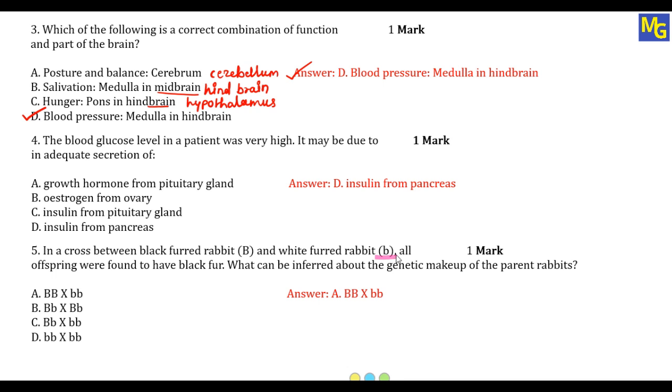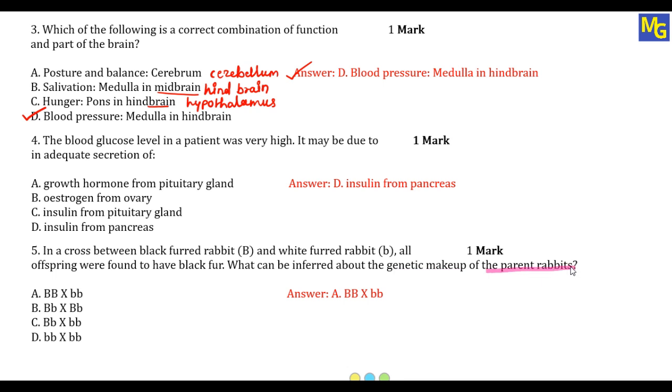So see here, black is dominant and white is recessive. All offsprings were found to have black fur. After the crossing, whatever offsprings we have got all have black fur, not a single offspring has white colored fur. What can be inferred about the genetic makeup of the parent rabbit?